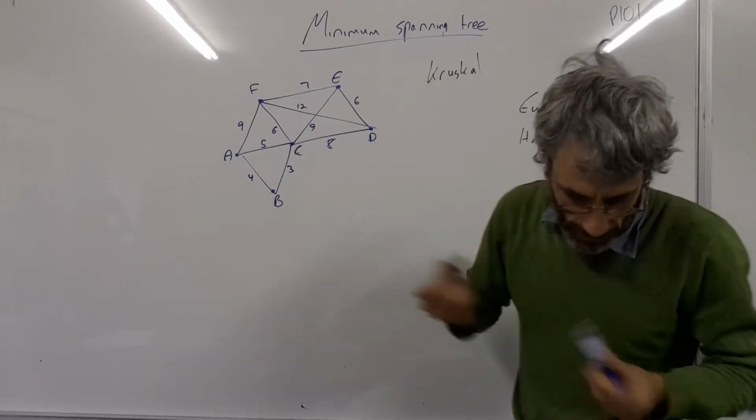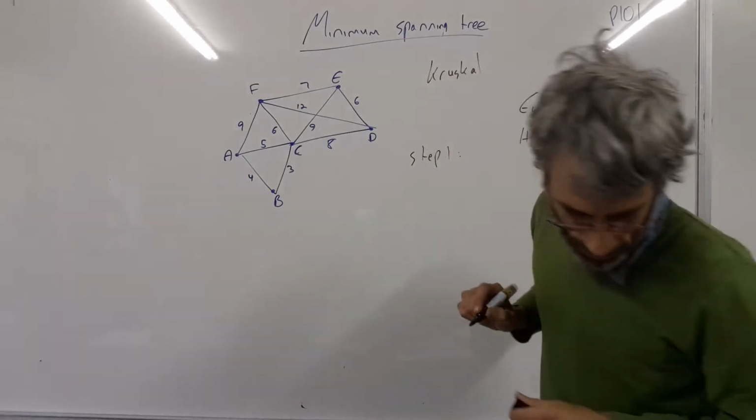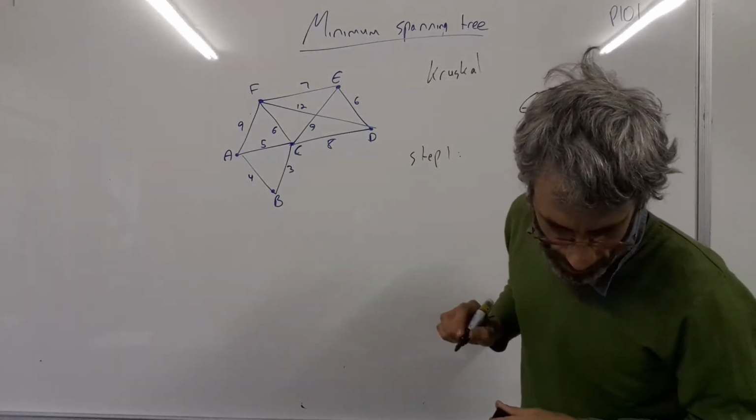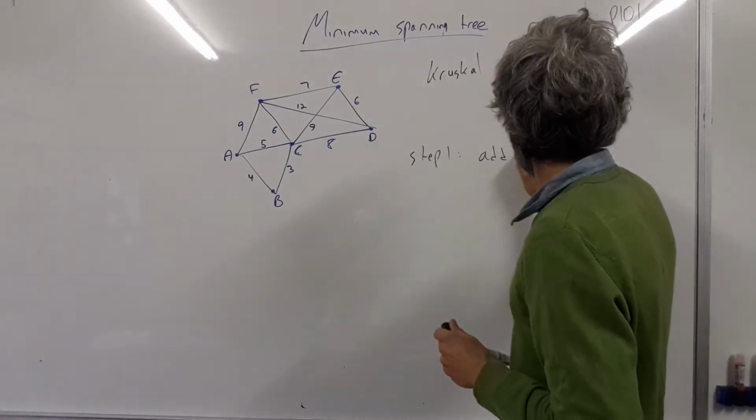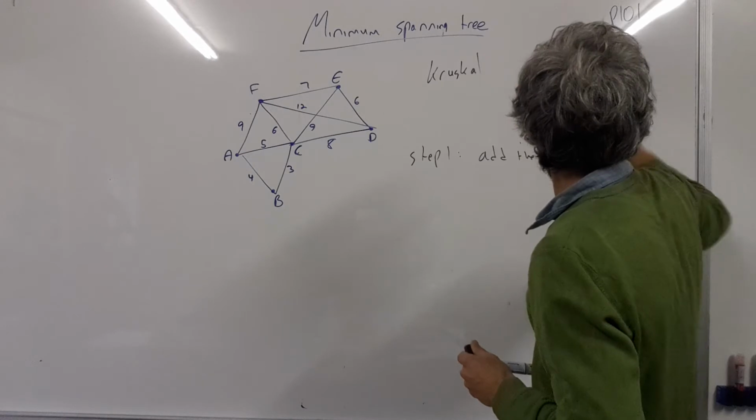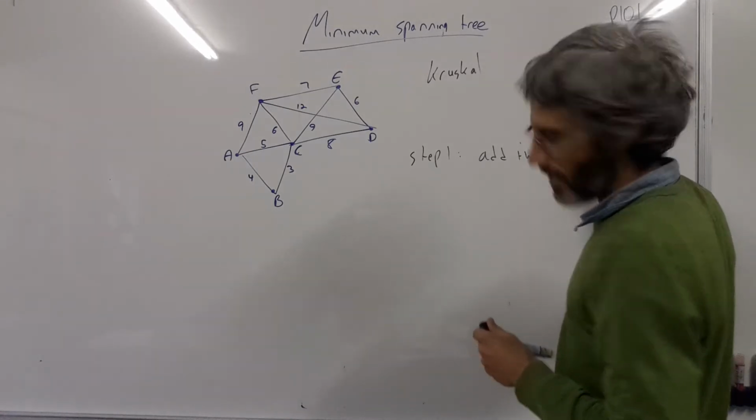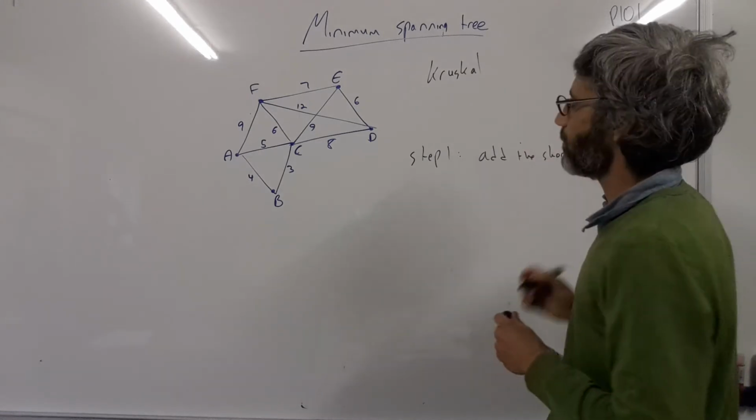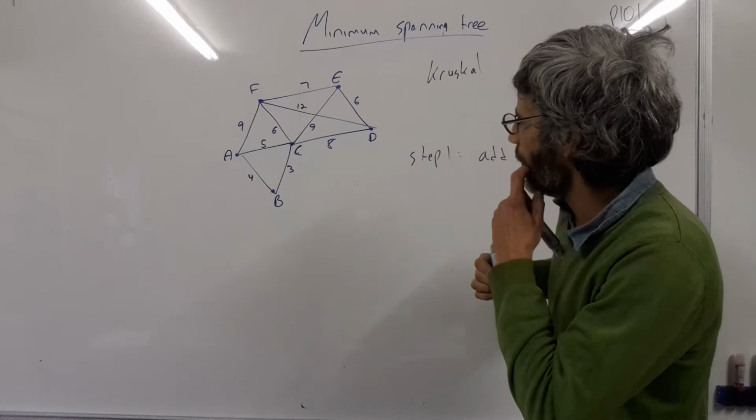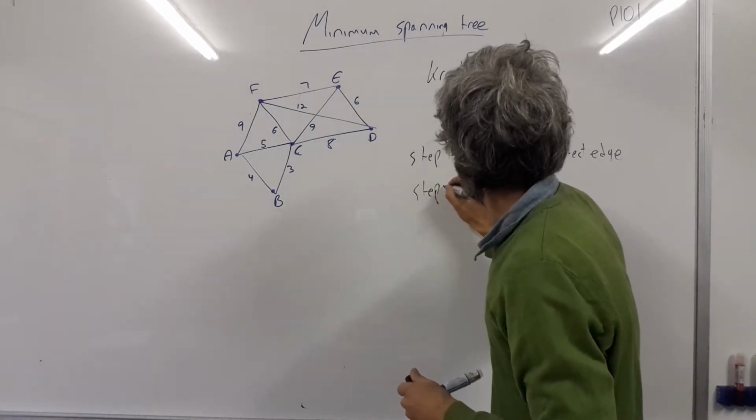And I'll just tell you what we're going to write. It's step 1. Okay, we're going to find the shortest path, or add the shortest edge to the spanning tree. Okay, so I'm going to go as we write it.